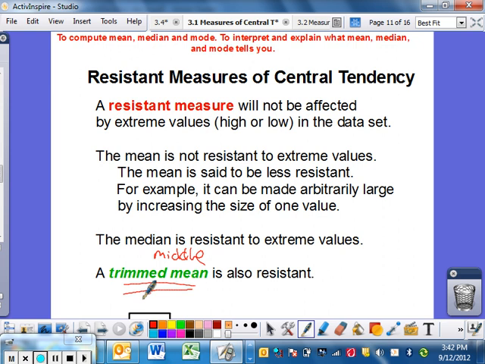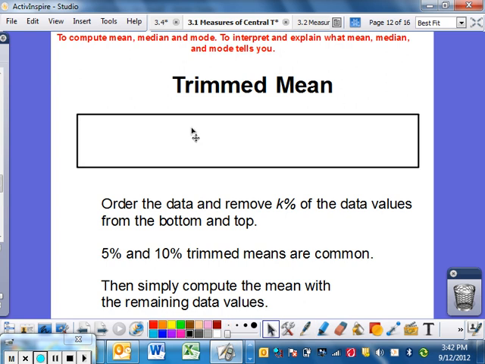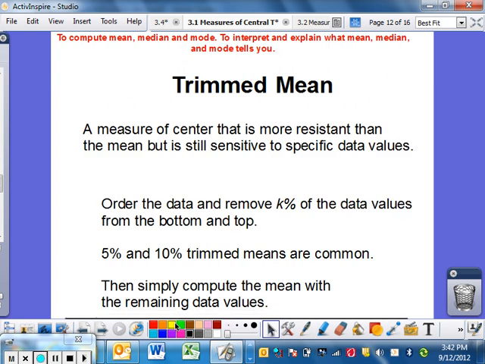One thing that a lot of statistical methods do is throw out outliers. The way they do that is we call it a trimmed mean. Okay? So here's what this means. What's a trimmed mean? This might be new to you, the only new thing in this section, period. It's a measure of center that is more resistant than the mean but is still sensitive to specific data values.